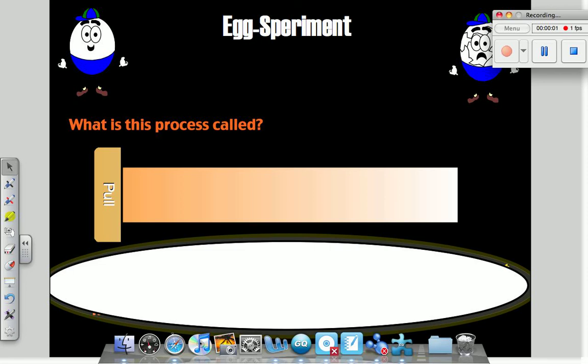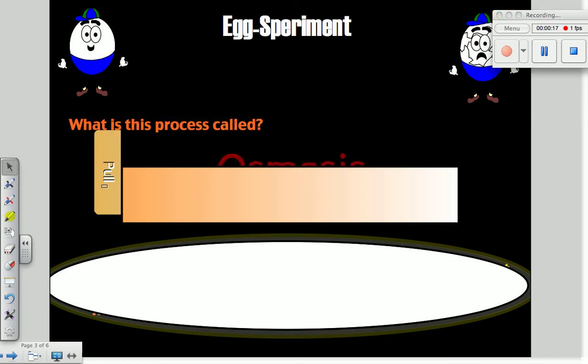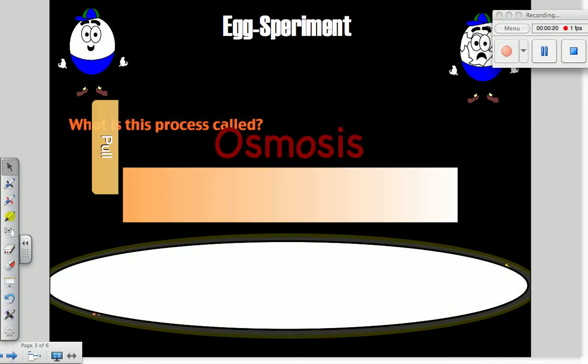So we just talked about the egg that was soaking in water. When it soaked in water, it swelled up. We put the egg in salt water, and suddenly the next day the egg shrunk. It got smaller. This process is called osmosis.